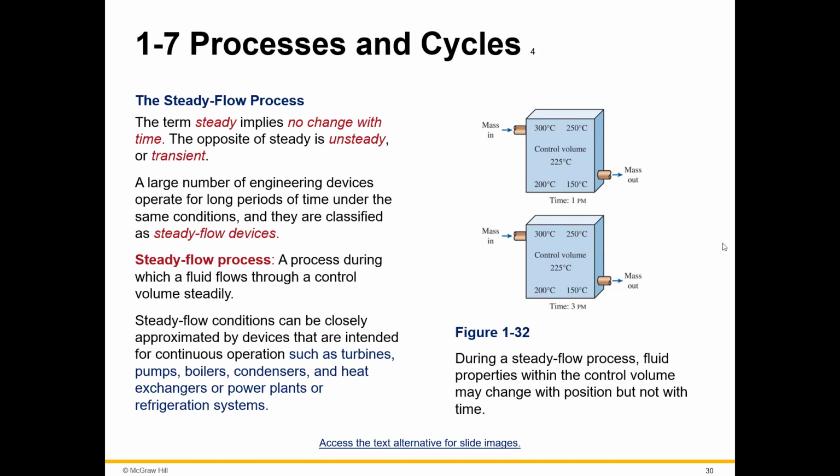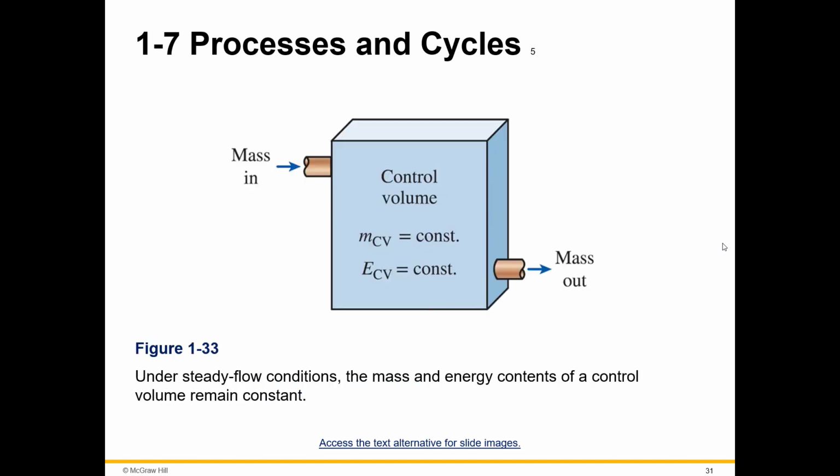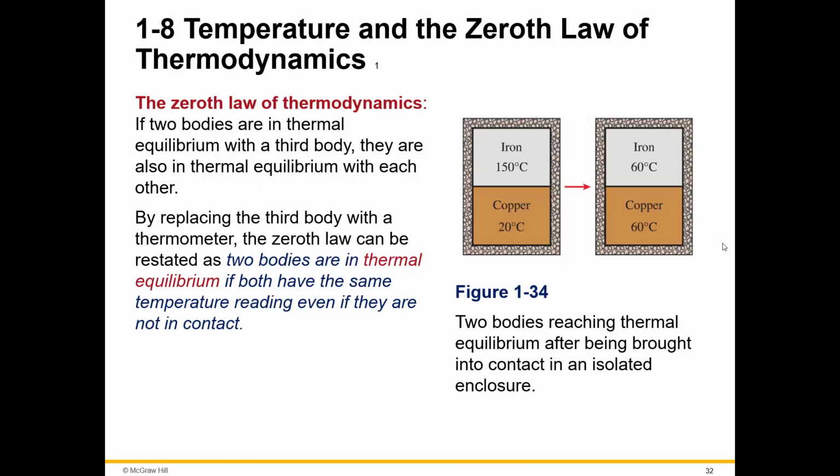That's just like our refrigerator, right? I need it to work the exact same at 9 a.m. as at 12 p.m., right? And I need it to work the same as today as it's going to work in a year, right? I need it to work. So here we've got, again, just under a steady flow condition, the mass and energy contents of a control volume remain constant. So this is just another one, and you see the denotation there. You've got the control volume of mass is constant. The control volume of energy is constant, okay?